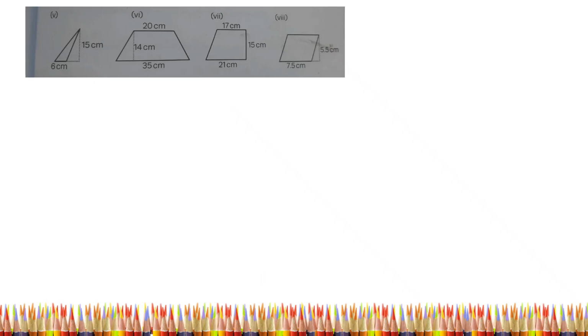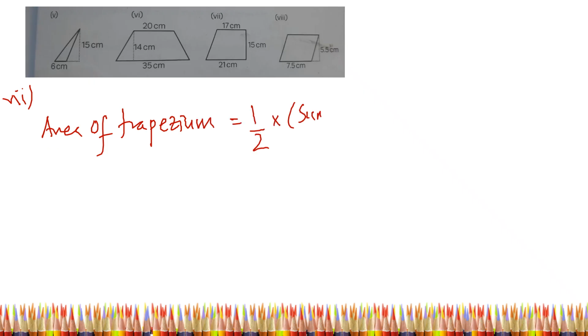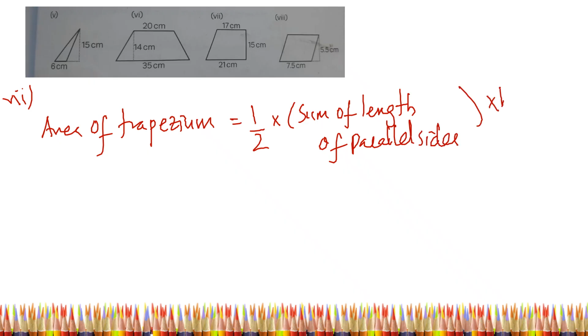I will be writing the formula for area of trapezium. Area of trapezium is equal to 1 half multiplied by the sum of the lengths of parallel sides, and then multiplied by h. Now it will be 1 half. One side's length is 17 and the other side's length is 21, and the height is 15.